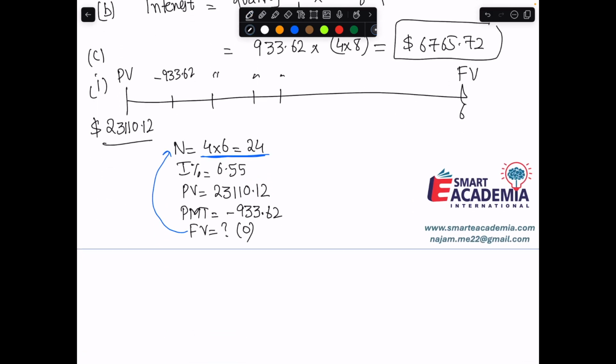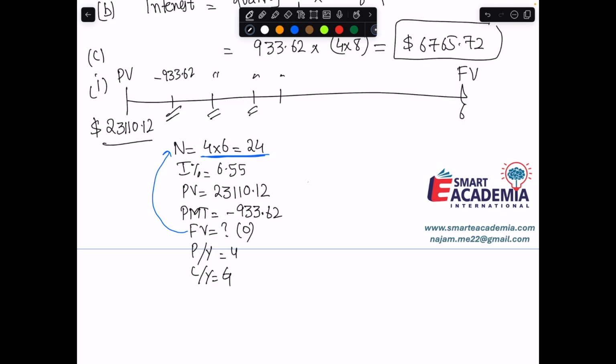And you need to know what variable, what value you're going to put in these. And that's the whole thing, basically. That's a summary of this whole exercise, to understand how you're going to manipulate each variable depending upon different situations. And P over Y and C over Y are going to be 4 because these are quarterly payments. So everything is in quarters and everything goes quarterly.